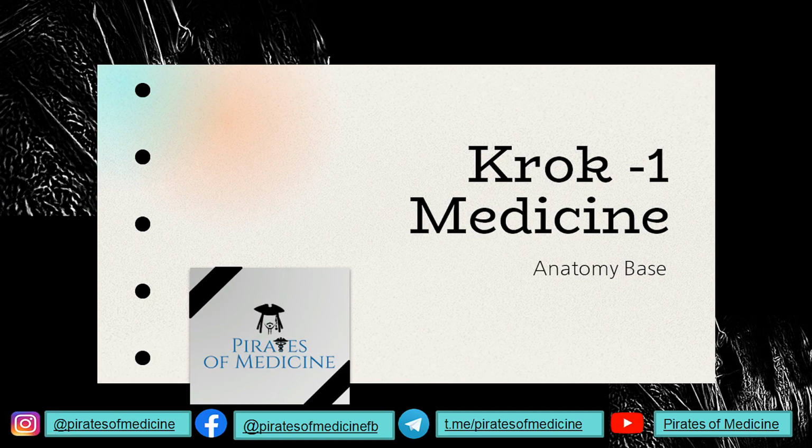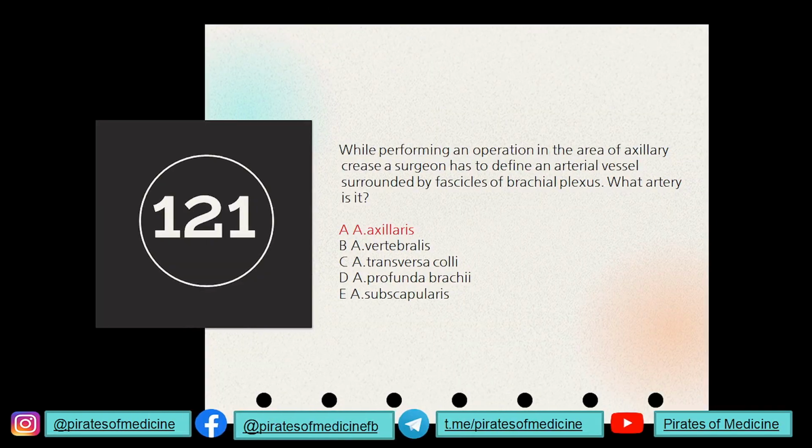Anyway, without any further ado, let's get back to the anatomy base. So 121 question is that while performing an operation in the area of axillary crease, a surgeon has to define an arterial vessel which is surrounded by the fascicles of the brachial plexus. So what artery is it?